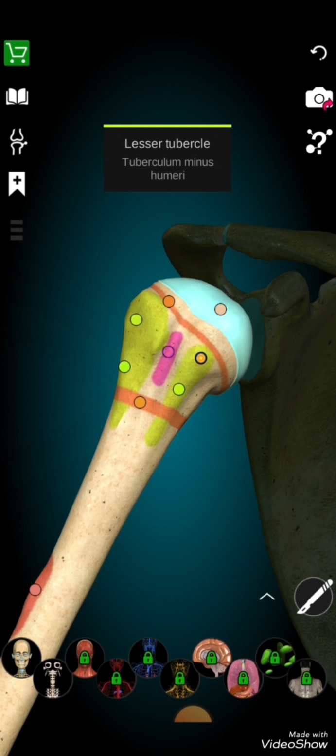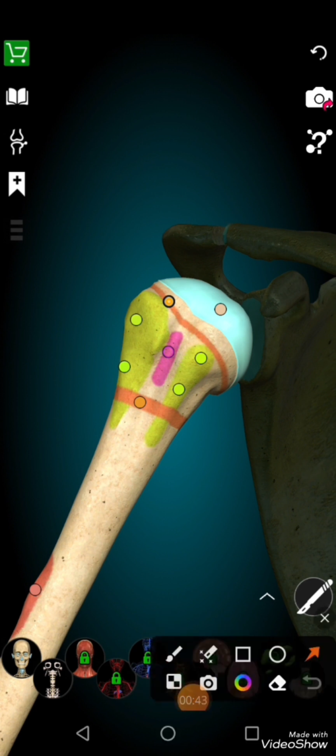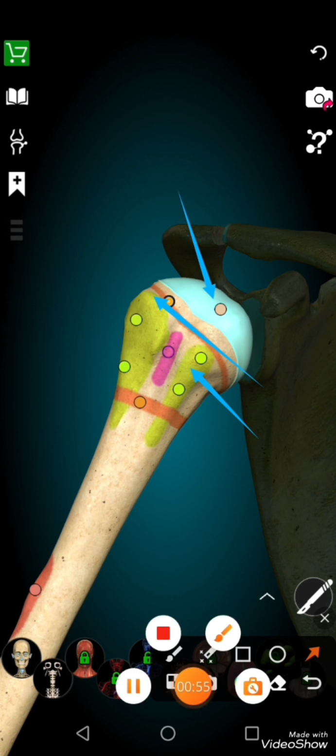This is the lesser tubercle. This is the greater tubercle. This orange line is the anatomical neck that separates the head. Let me mark it for you. This is the head that is being separated from the rest of the upper end through a neck, which is the anatomical neck, right?